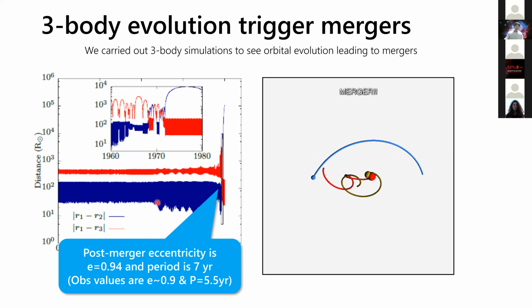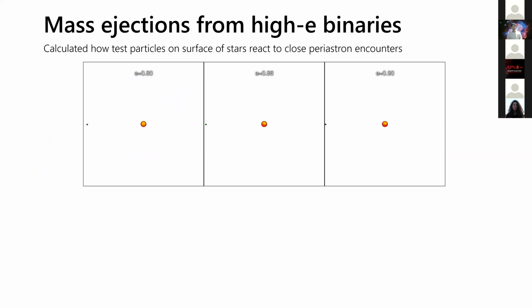Now, upon each of these very close encounters before the merger, we did some calculations to see how the surface material on the star would react to these very high eccentric orbits. The red particles are test particles placed on top of the star, and you can see them interact with a companion star on a very eccentric orbit with different eccentricities. Above some threshold eccentricity, the surface particle can be ejected.